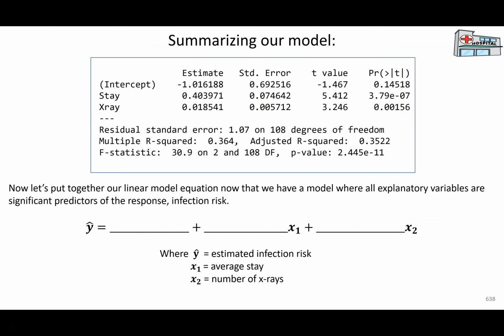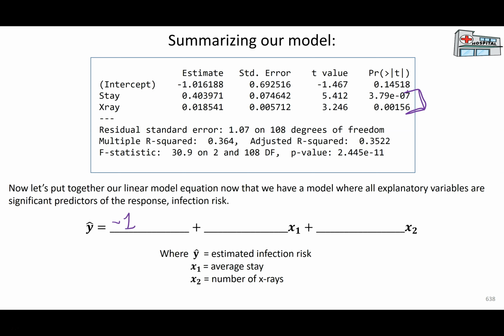So summarizing our model here, now that we've reached this place where we said, hey, this is our final model, if you look here, both slope coefficients have very, very strong evidence to include them. So I'm going to go ahead and write out my final model here. 0.016, I'm going to go up to 3 places here.